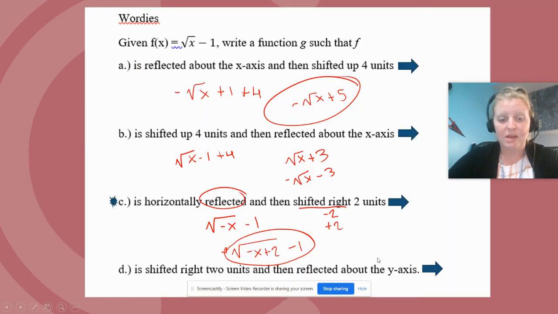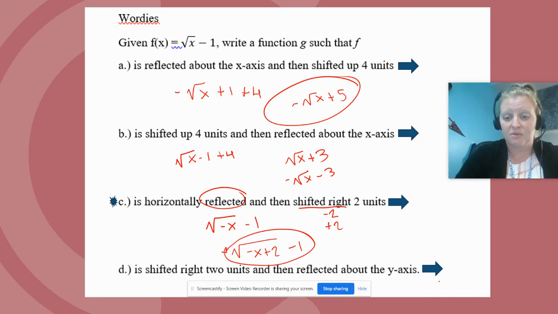And then last but not least, we want to shift this guy right. Now, it's not reflected or anything, so it's a normal right shift. So we actually do truly want to subtract 2. And then we're going to reflect it about the y-axis. So what does that mean for us? That just means we change x into negative x. We don't change the minus 2. We just change the x to negative x.